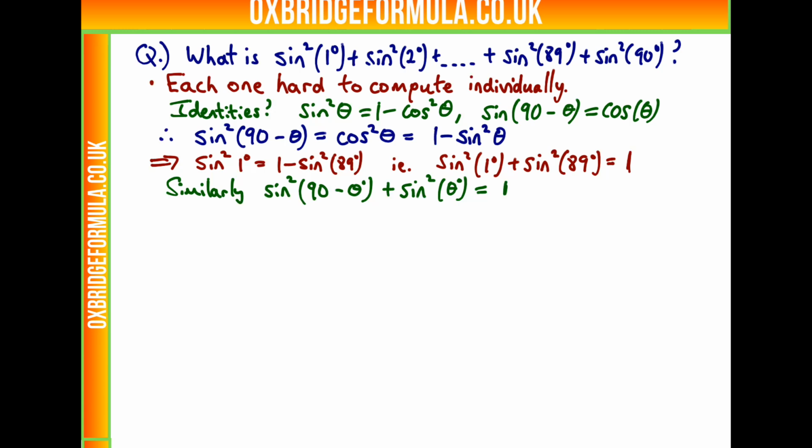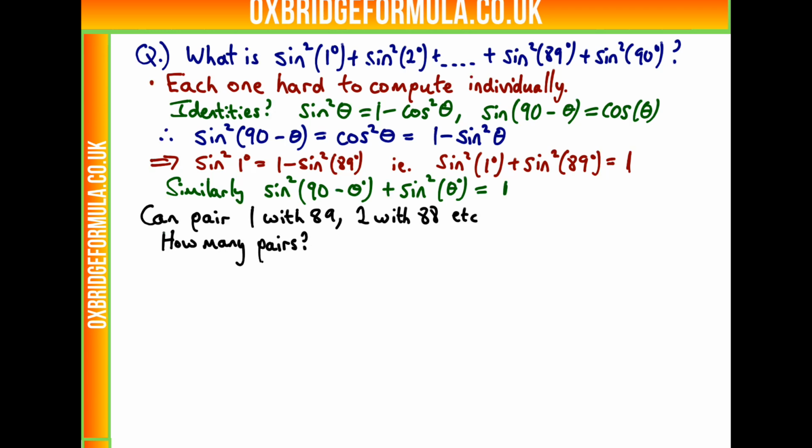So we can pair up our integers that sum to 90. We can pair up 1 and 89, we can pair up 2 with 88, 3 with 87, and they all sum to 90, and so the sine squared sum is equal to 1. So how many pairs do we have? Well, we've got 1 and 89, 2 and 88, and this goes all the way up to 44 and 46. So we have 44 pairs.